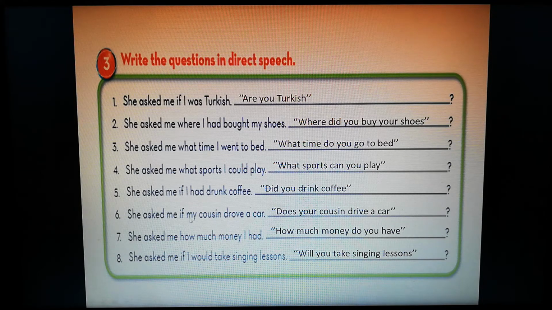Number 6. She asked me if my cousin drove a car. Does your cousin drive a car? Number 7. She asked me how much money I had. How much money do you have? Number 8. She asked me if I would take singing lessons. Will you take singing lessons?